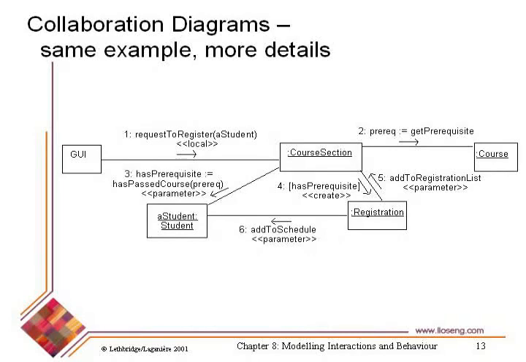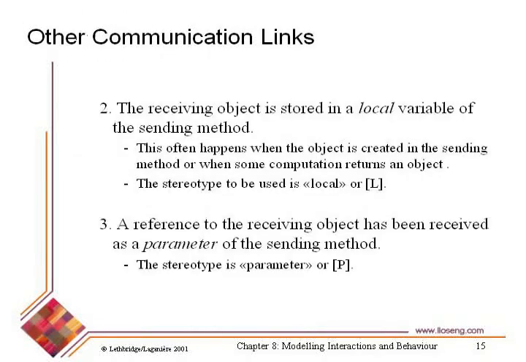Jumping forward to slide 15, could be a local variable. That's clear enough. If an object has a local variable in its hands, it can then send a message to that local variable. And if it's got a parameter that was passed to it when something was invoked on it, it can then send a message to that parameter. Okay. So there's a little bit more information about the communication links we see on these collaboration diagrams. Questions? Okay.